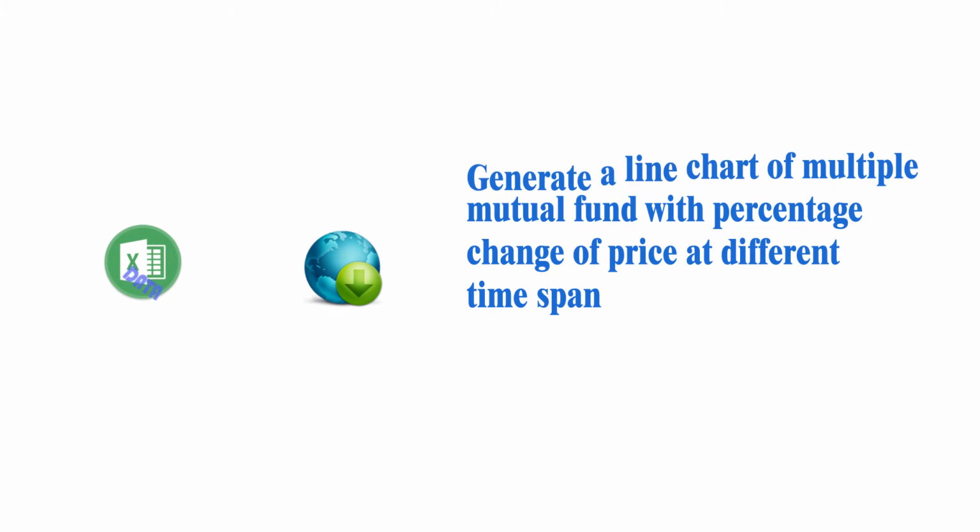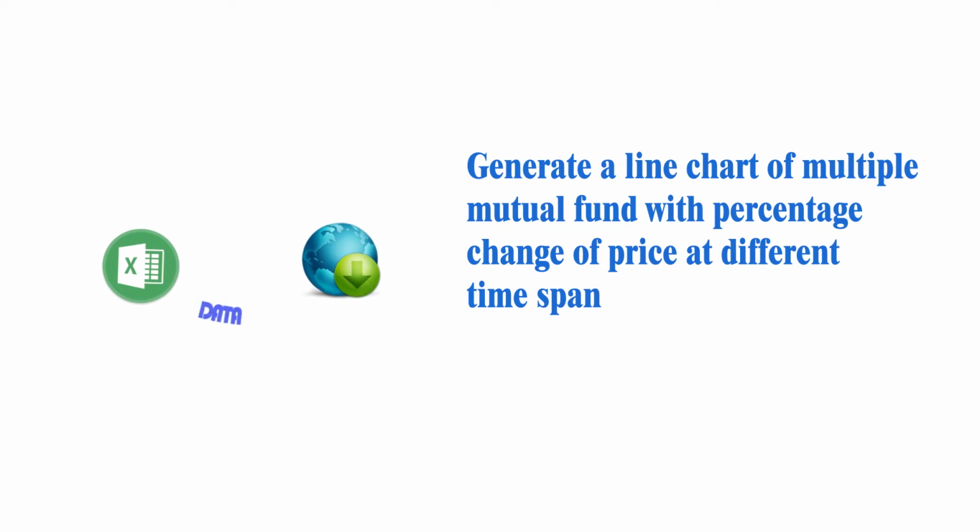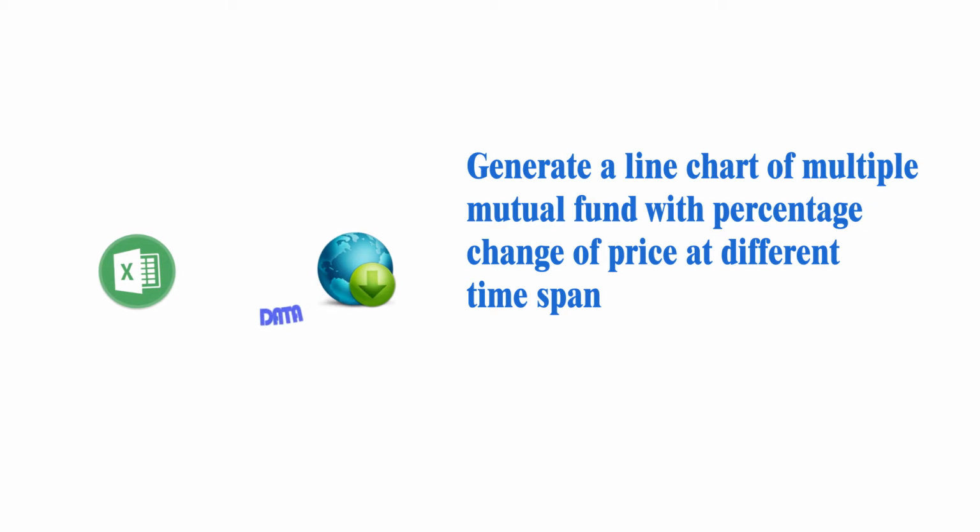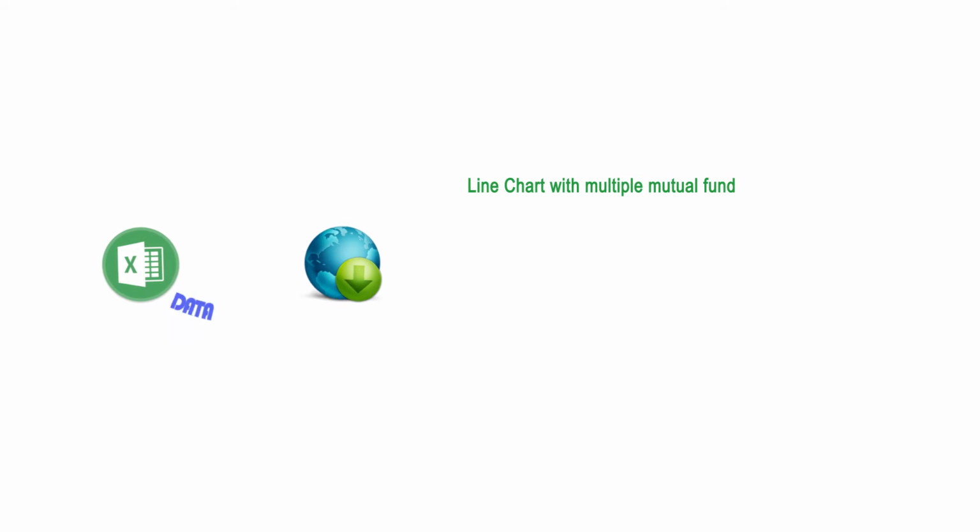Second, it can generate a line chart of multiple mutual funds with the percentage change of price at a different time span. There are some websites, like Google Finance, that provide the above function, but there are some things I would prefer to be improved. First, the chart is a little bit too small, or should I say the height of the chart is too short. If you put more than 5 mutual funds in one chart, it just looks a little bit overcrowded.